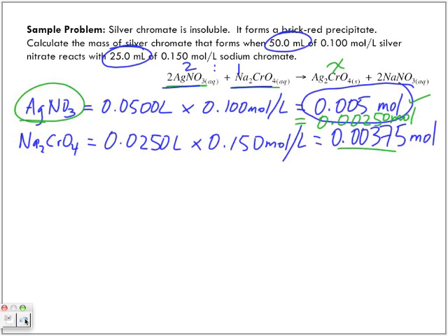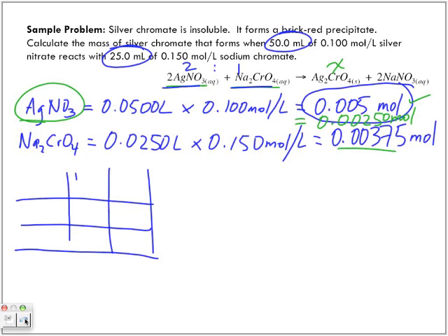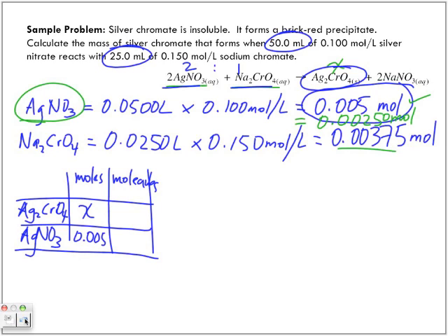So we've got to actually come up with our table, right? Moles and molecules. We're trying to find the mass of the silver chromate. That's what we're trying to find. So that is our unknown, Ag2CrO4. And our given is our limiting reactant, AgNO3, which has the number of moles, which is 0.005 moles.